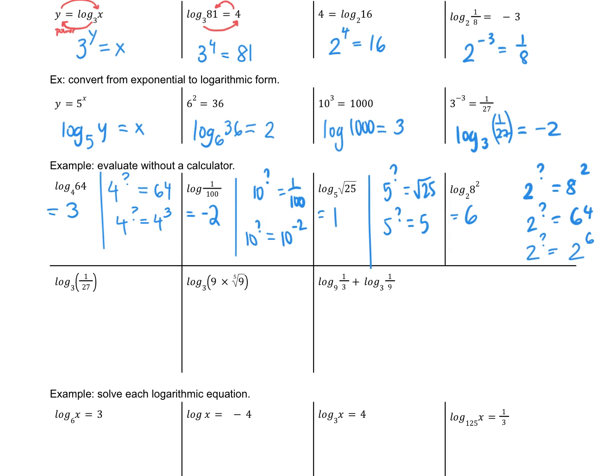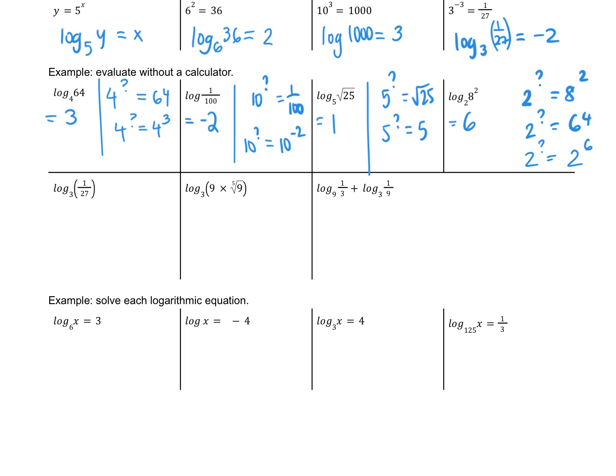Let's get a little fancier with our simplifying. Add some fractions, add some more exponent rules. Log of 1 over 27 base 3. So we're asking 3 to the power of what gives 1 over 27. Well, I know 3 to the power of 3 is 27, but that's not what I want. I want the reciprocal of that, so let me put my negative exponent. And there we go.